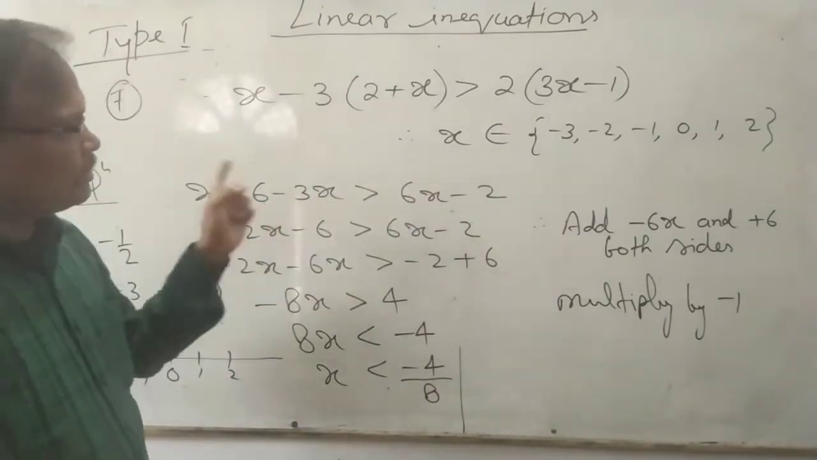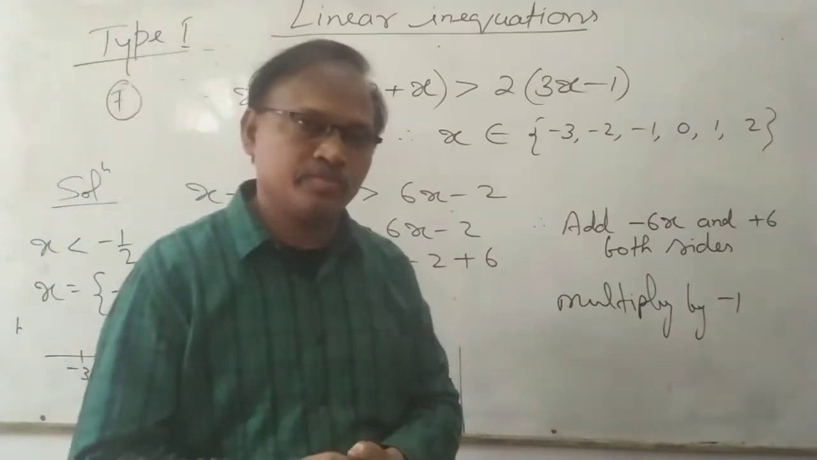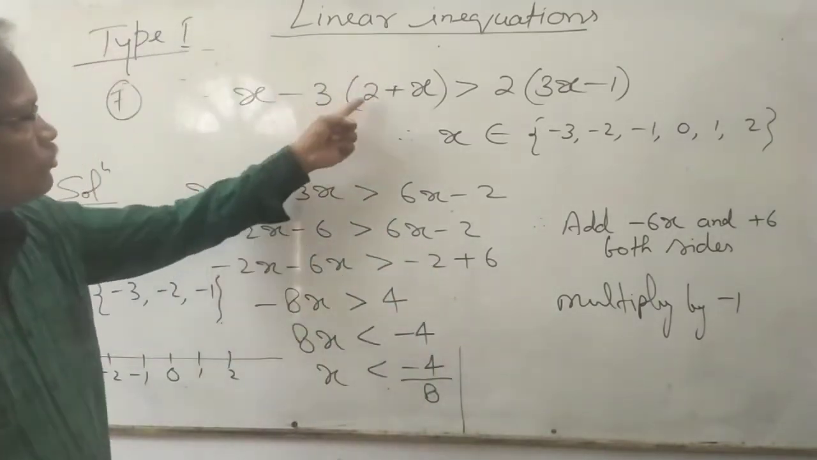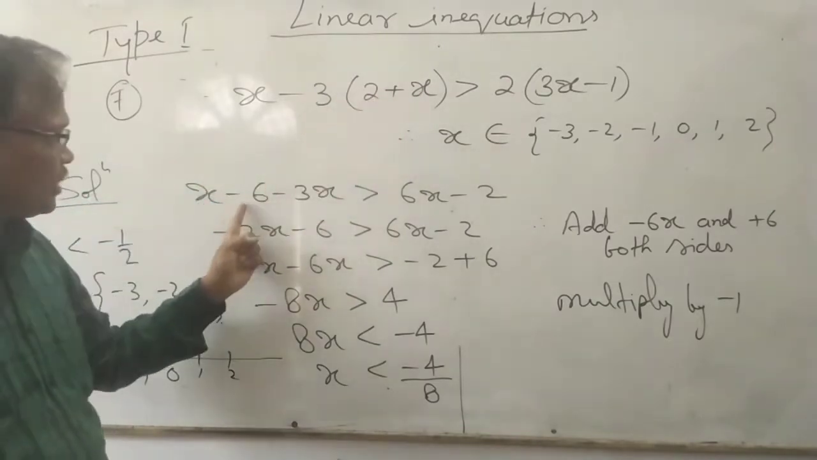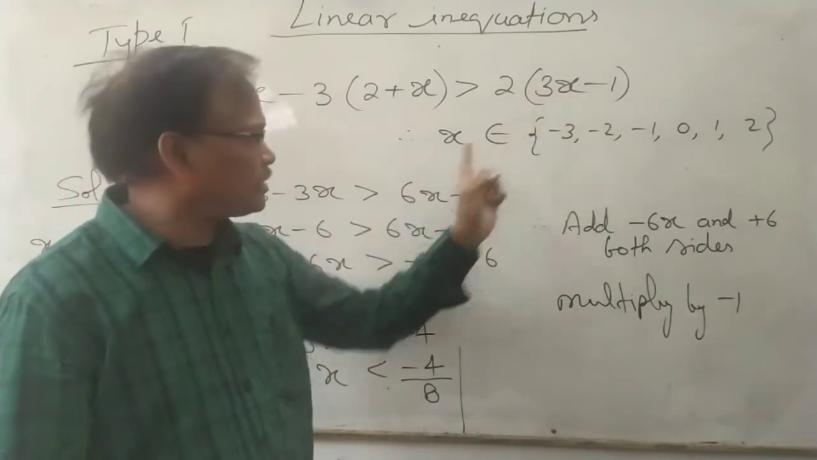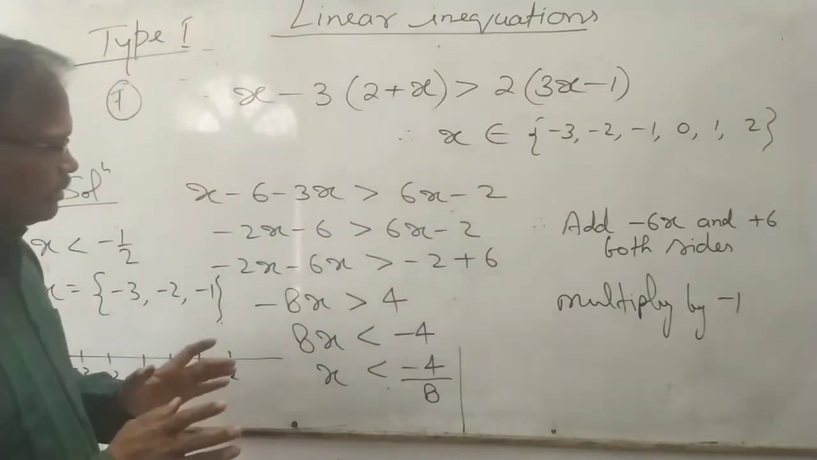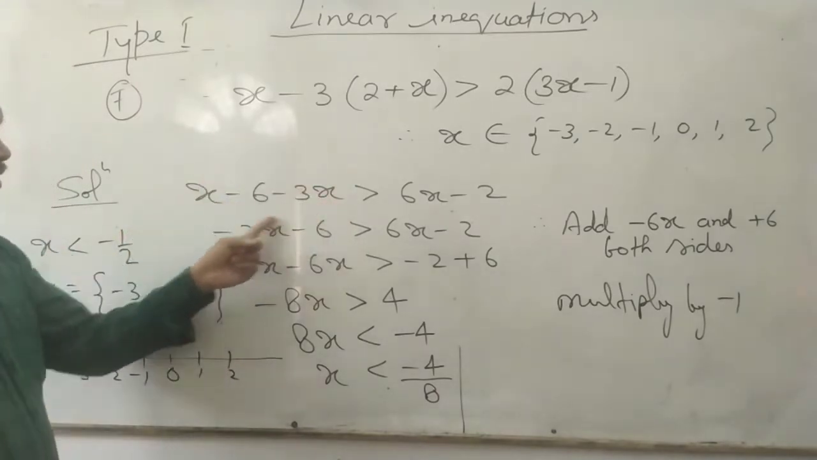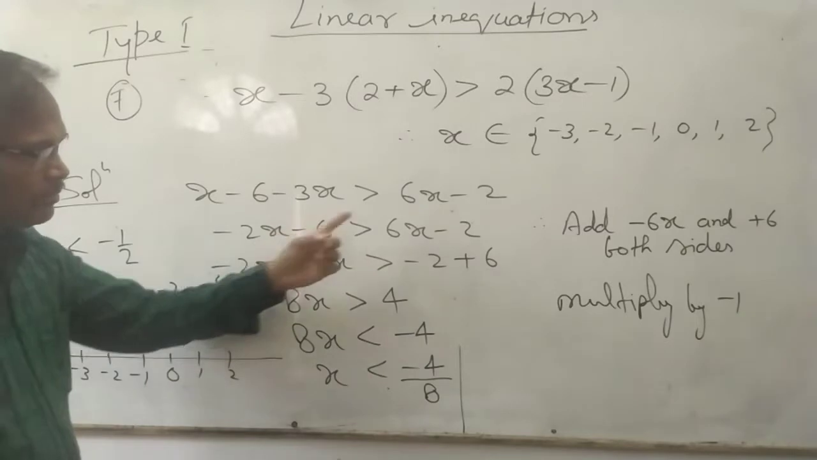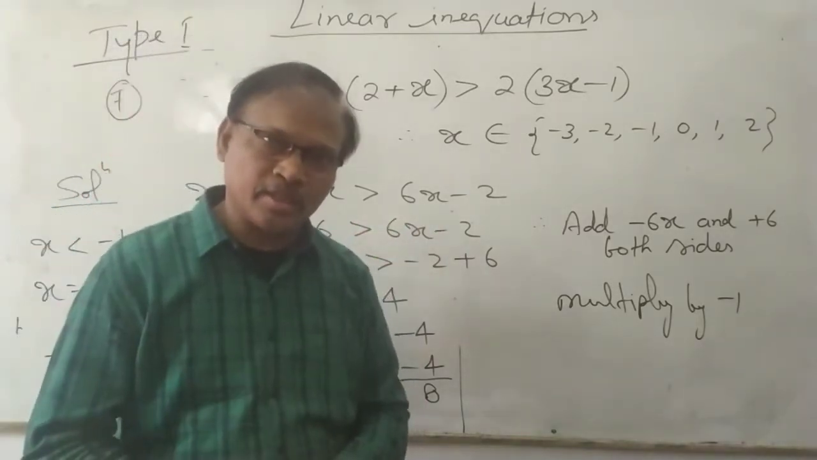First you start the solution. If you have bracket, then you must open the bracket. So minus 3 you multiply here, minus 3 into 2, minus 6, minus 3 into x, minus 3x. Similarly 2 3s are 6x and minus 2. Clear? Then simplify this part, because x and minus 3x, minus 2x, minus 6. Clear? 6x minus 2.